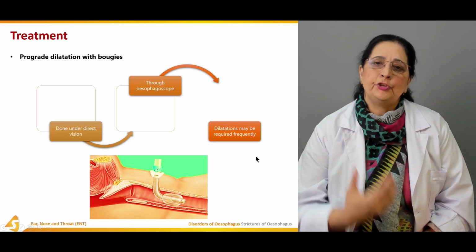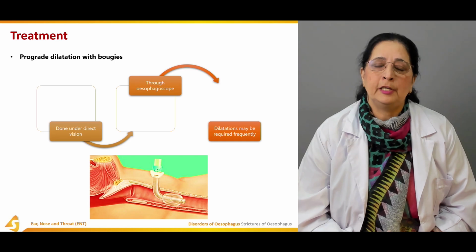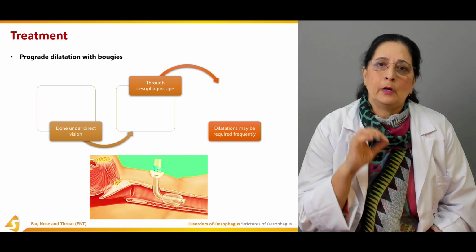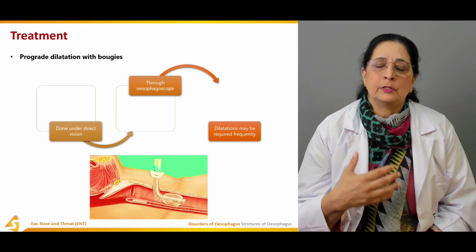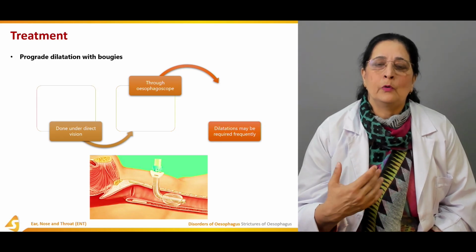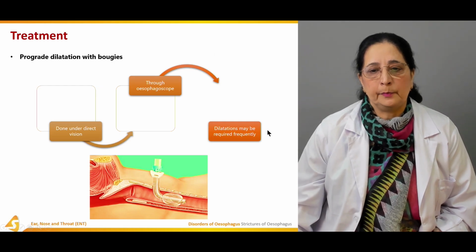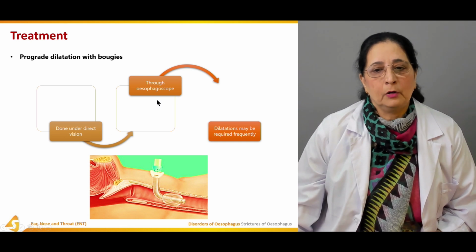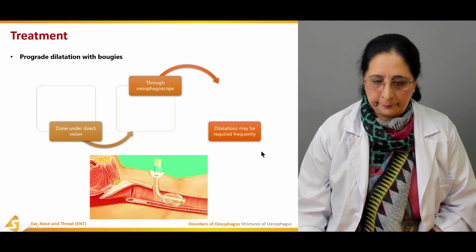Once there is injury, laceration or ulceration of the esophageal mucosa, we keep on doing the dilatation with the bougies again and again, but it comes back. So the condition is more or less recurrent, and it requires the procedure frequently. It is done under direct vision through the esophagoscope, and dilatation may be required frequently.